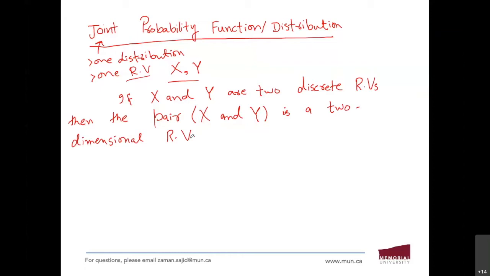Now, how do we denote a joint probability distribution or function? We have p. We are dealing with two variables, x and y. We have one variable which is x, and the value of this random variable is x. And then we have y. The value of this random variable is y. This is written as p of x, y.